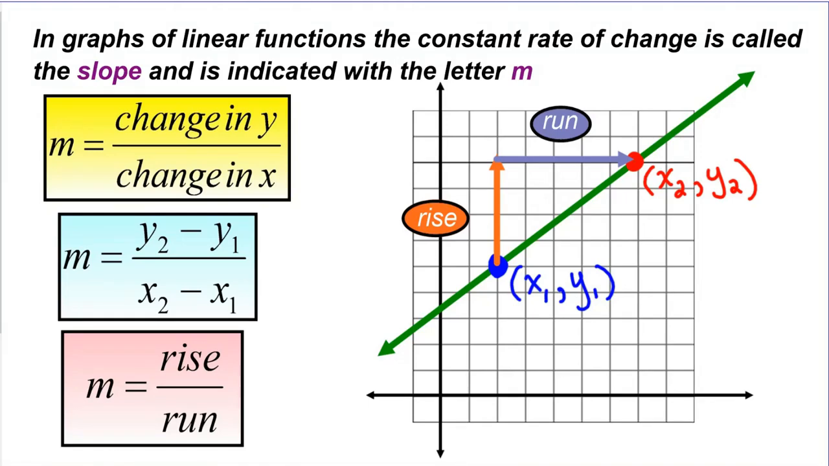Well, what does that mean? This orange line is how much the graph changes vertically from the blue dot to the red dot. So that's the change in the y values, the change in the y. And then the run is how much we change horizontally. So if you think about it as running, you run in a horizontal line, you rise vertically. So the run is how much the x values changed from x1 to x2. So again, we can shorthand that as rise over run.